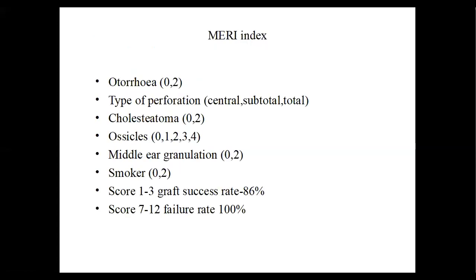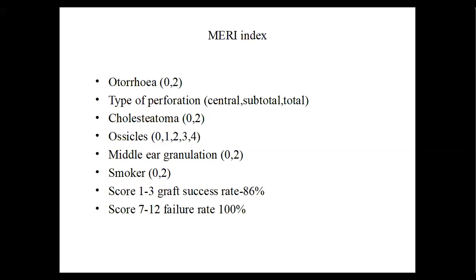Then there is something called Mary's index. I want people to know, that is something called the middle ear risk index. This is a criteria which was used pre-operatively in the patient. If the patient has a high index, or the number is high, then you can expect a failure rate. That means there are certain points or factors in the patient, like otorrhea. If the patient has otorrhea at the time of surgery, then you should give the score as 2. If there is no otorrhea, then the score becomes 0.